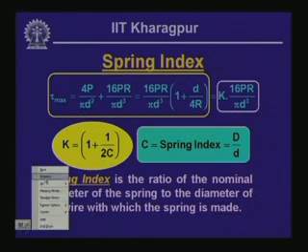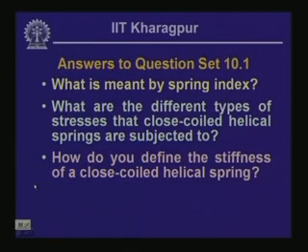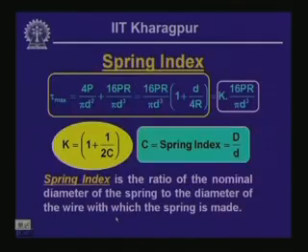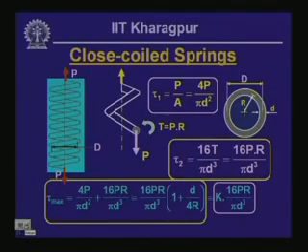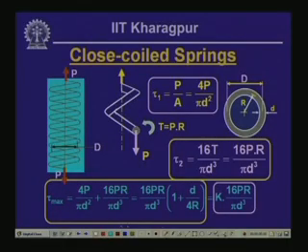Now, let us look into the second question, which was, what are the different types of stresses that closed coil helical springs are subjected to. Now, the closed coil helical springs, as we have seen, are subjected to two kinds of forces. One is the direct force P and another is the twisting moment T.